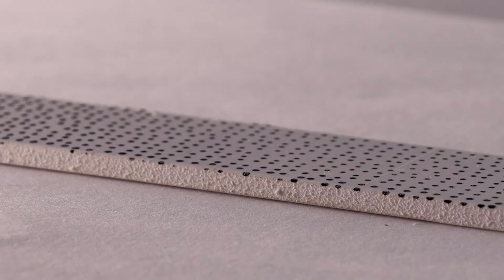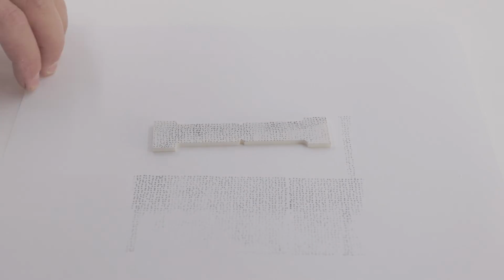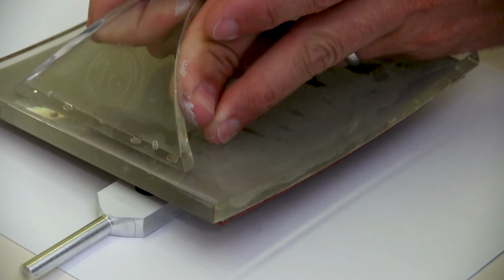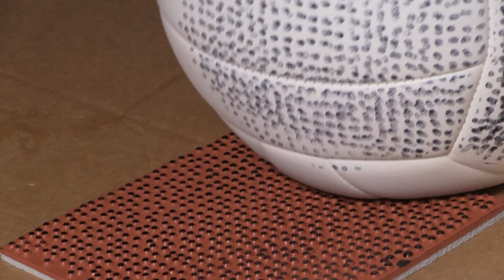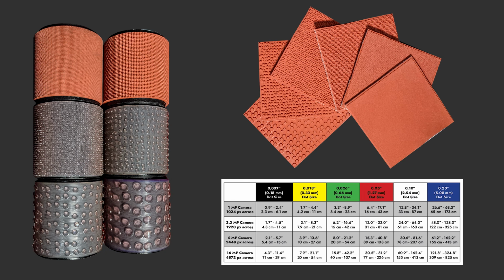The rollers apply ink to the specimen by rolling dots onto the surface. The stamp rockers are pressed onto the specimen, or a specimen can be rolled over the unmounted stamp. The stamps and rollers have a range of dot sizes, so the correct speckle can be created depending on the camera resolution and field of view.